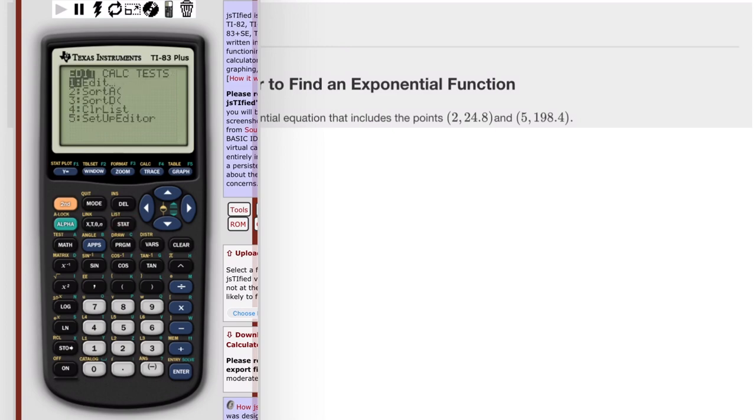Now I'm going to go back to stat and go over to calculate. I think it's number 8, quadratic. Exponential regression, number 0. Let me just hit enter.